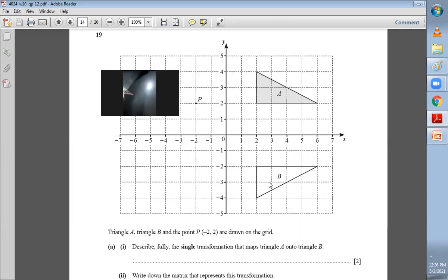Now, how will you know that this is not a rotation? The figure A is like this. If I rotate it, some people get confused. You see, if the A figure is rotated, it will not match with the B. If you rotate it, it does not match with the B. So it's definitely not rotation.